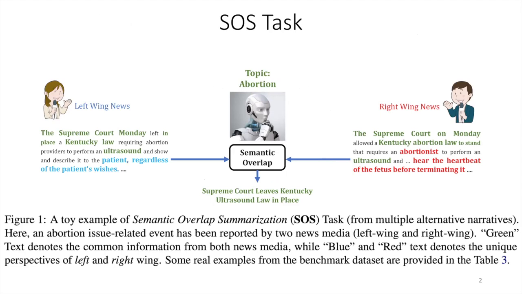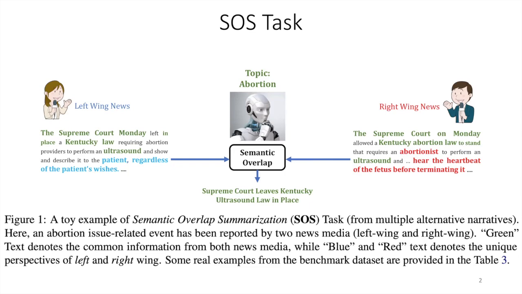Thus, we frame the SOS task as a constrained multi-sequence to sequence task where the output text only contains the information that is present in both the input documents. More specifically, given two distinct documents or narratives D1 and D2, the task is to automatically generate a single summary which only conveys the common information provided by both D1 and D2.